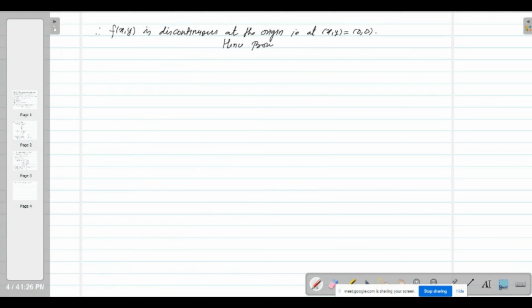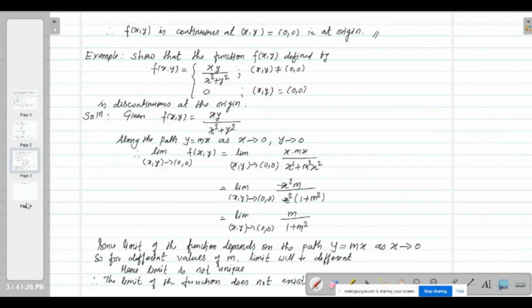Hence proved. So, if the limit of the function does not exist, then you can say that the function is discontinuous at the origin. Suppose that instead of 0, there is another point, not at the origin. If the point is 0, 0, this means the limit is only at the origin. Got it? Yes, sir.